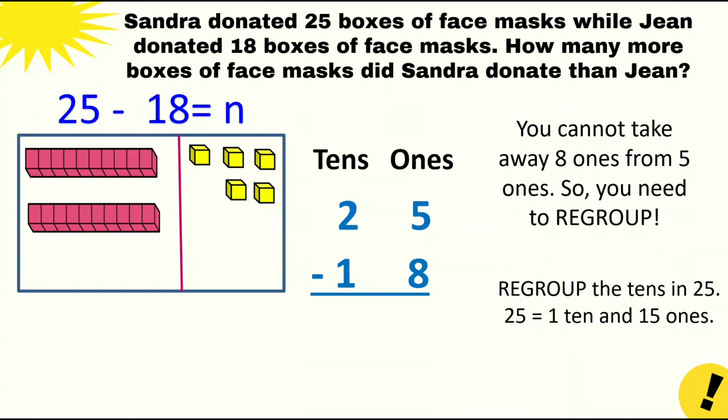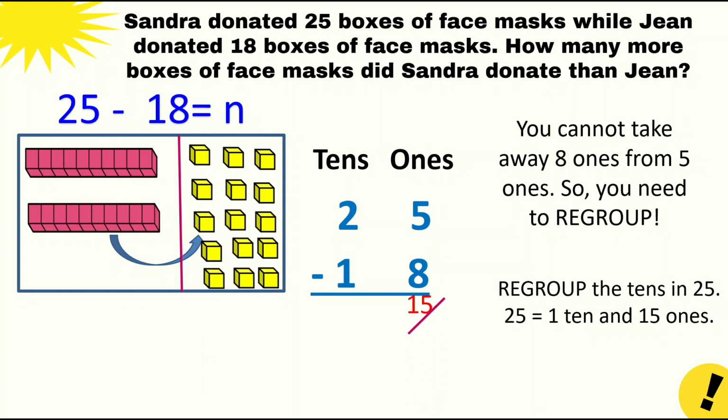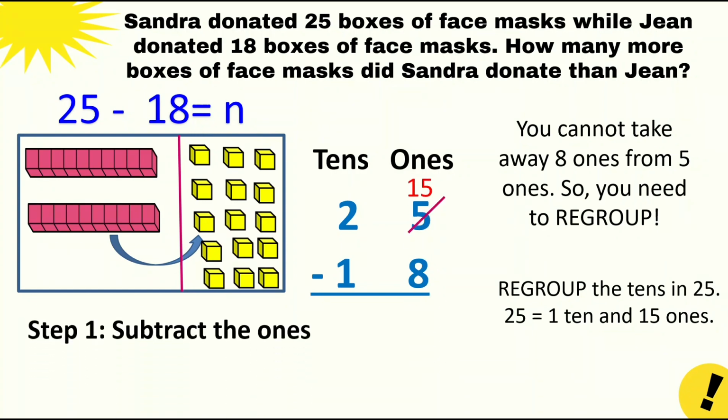And how did we do that? That 1 ten, we will give it to the ones group. So your 5 now will become 15. 10 plus 5, right? So subtract the ones. We can now subtract 15 and 8. Let's cross out 8 ones. Alright, so the answer is 7, right?